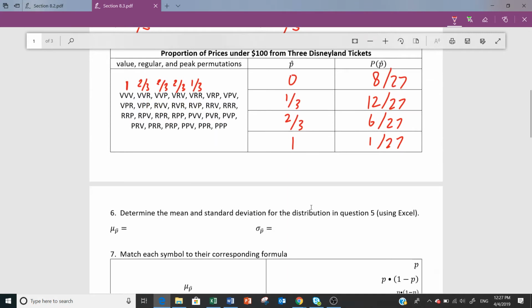Okay, again, find the mean and standard deviation. See if you can find the mean and standard deviation by putting 8 zeros into Excel, 12 ones, 6 twos, and 1 three. Okay, big hint here. What do you think the mean is going to be? What do you think? Good. This is still going to be 1/3. You're going to find that you're still going to get 1/3. Let's see if we can find the standard deviation.